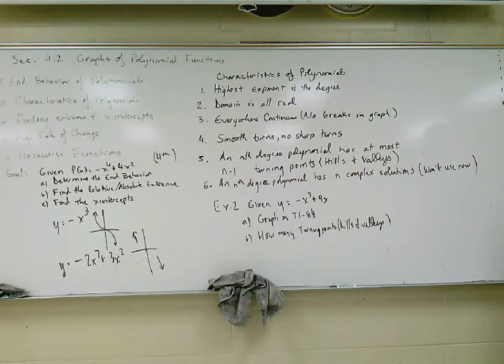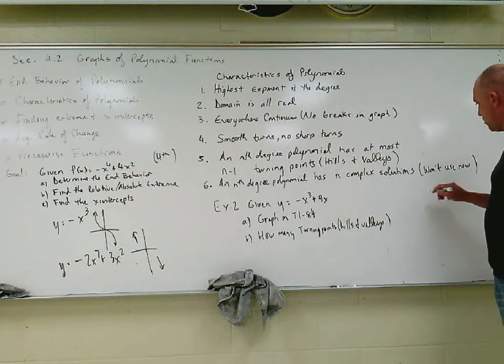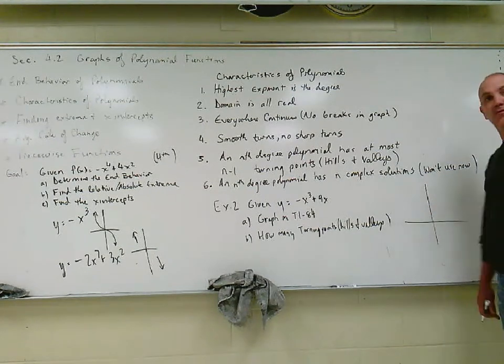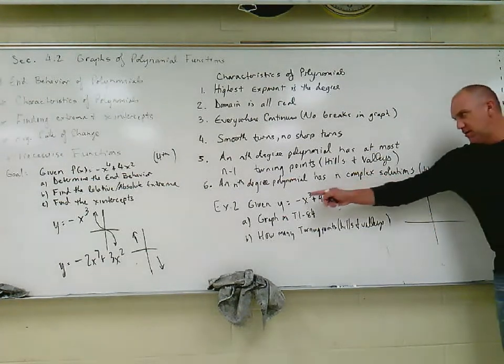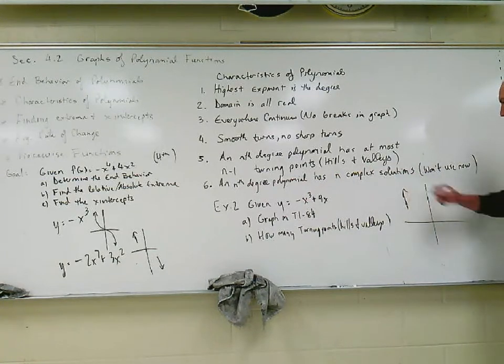Where? How many turning points, hills and valleys? They're technically called turning points, but we'll call them other things here in a second. So, before you graph this on your calculator, before you even graph, what's it going to do when it goes left? No, up. Odd and negative goes up. Right, it goes where? Down.